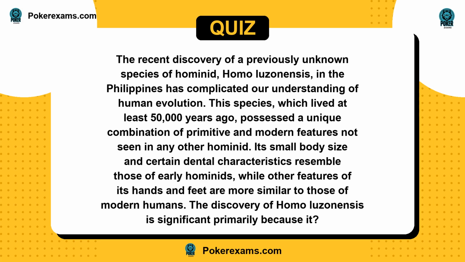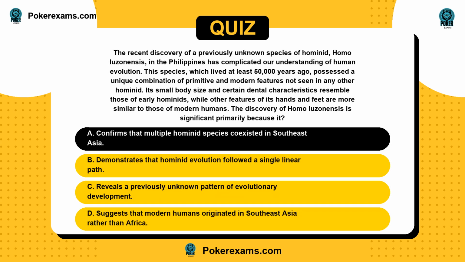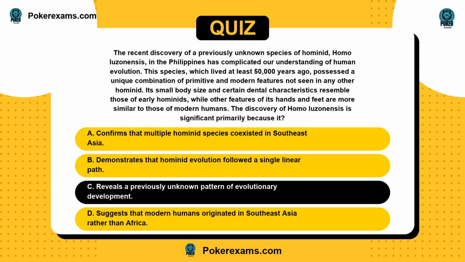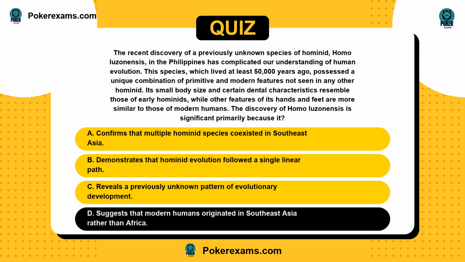The discovery of Homo luzonensis is significant primarily because it: A, confirms that multiple hominid species coexisted in Southeast Asia. Or B, demonstrates that hominid evolution followed a single linear path. C, reveals a previously unknown pattern of evolutionary development. Or D, suggests that modern humans originated in Southeast Asia rather than Africa.